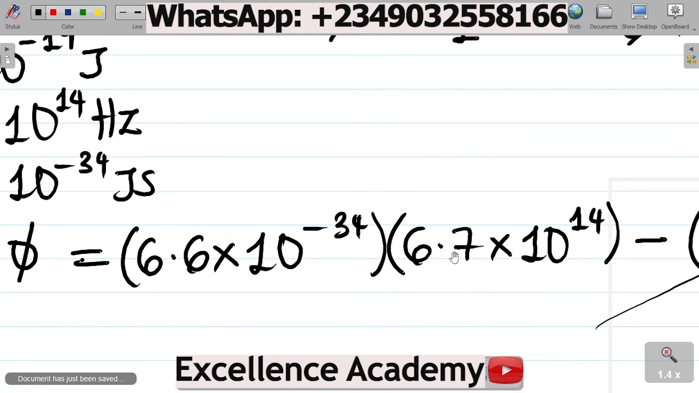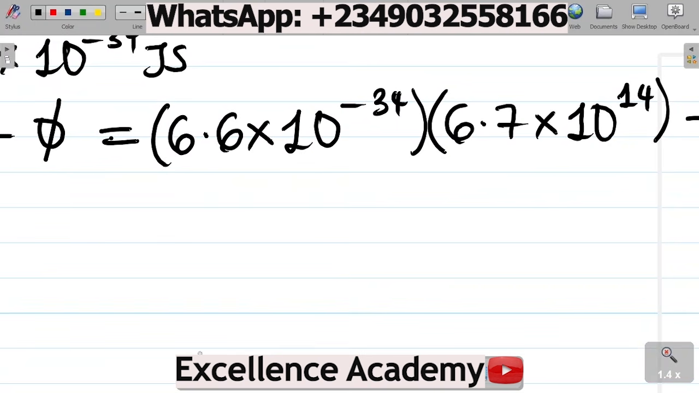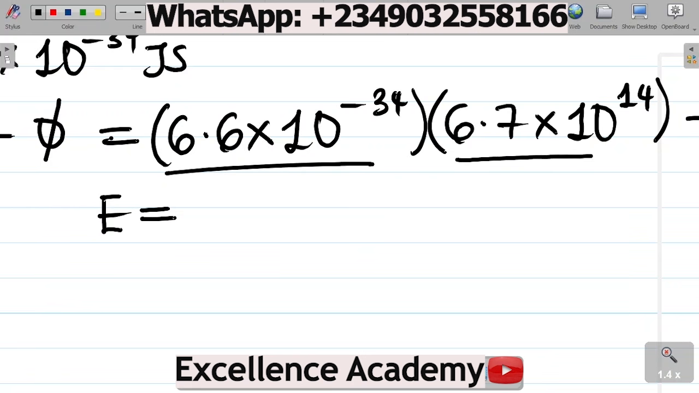Now let's work on this. If we work on this here, what do we have? I'm proceeding with this. E, the energy, would be equal to, let's punch this one first, 6.6 times 10 to the power minus 34 multiplied by 6.7 times 10 to the power 14.